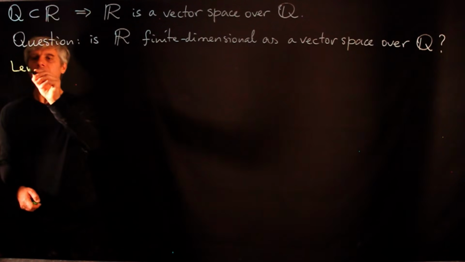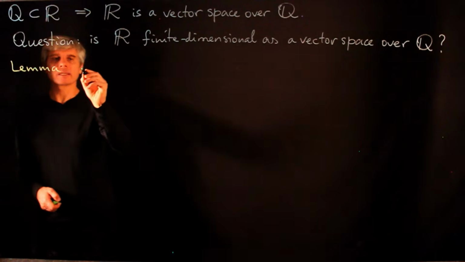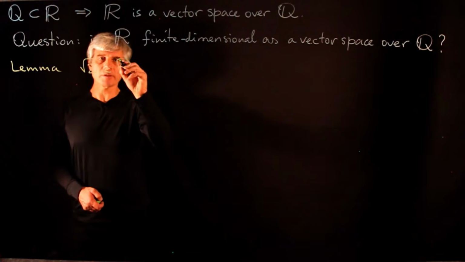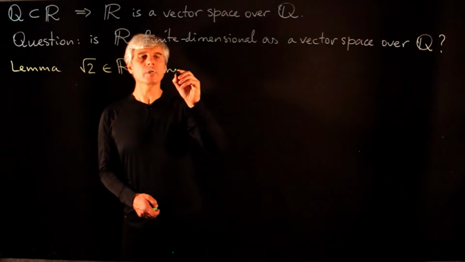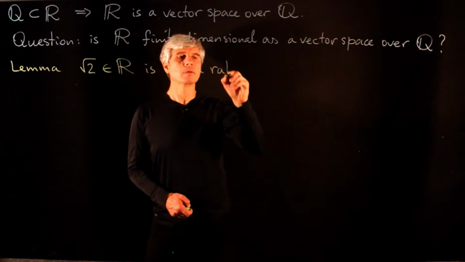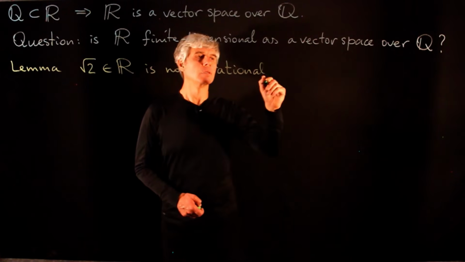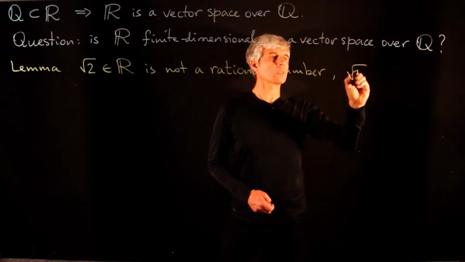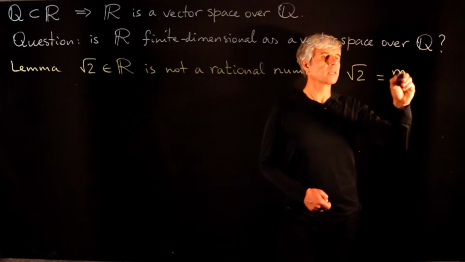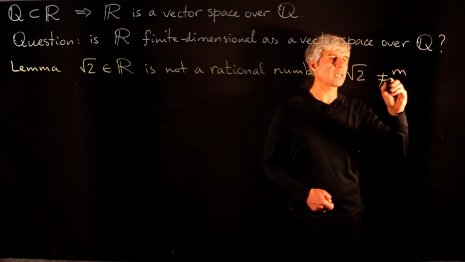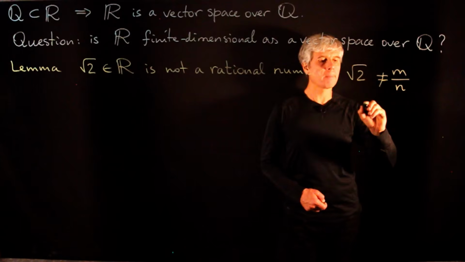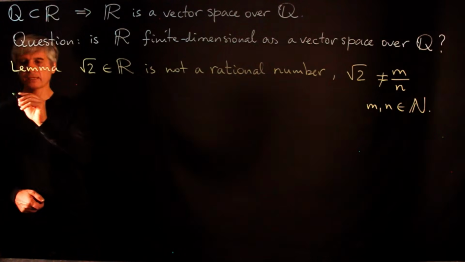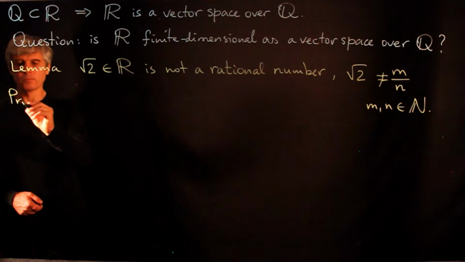And we'll start with the lemma that says that square root of 2, which is a real number, is not a rational number. So this means that square root of 2 cannot be written as m over n, where m and n are natural numbers. Let's prove this lemma.